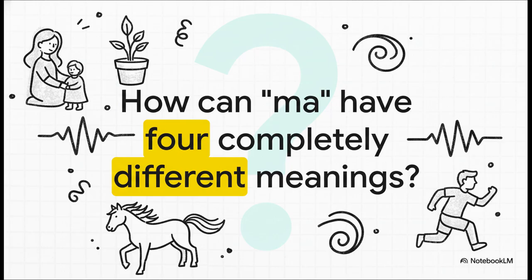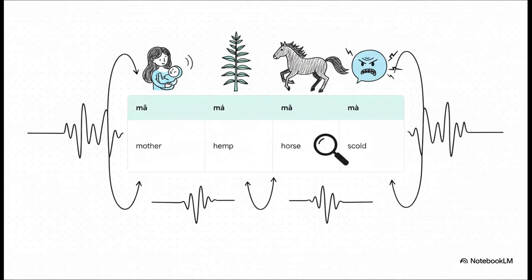Imagine you hear someone say the sound ma. Simple enough, right? But what does it mean? Is it a mother? A type of plant? A horse? The crazy thing is, in Mandarin, it could be any of those. So how on earth is that possible? And here's the proof. Look at this. The same syllable ma can mean mother, hemp, horse, or even to scold.